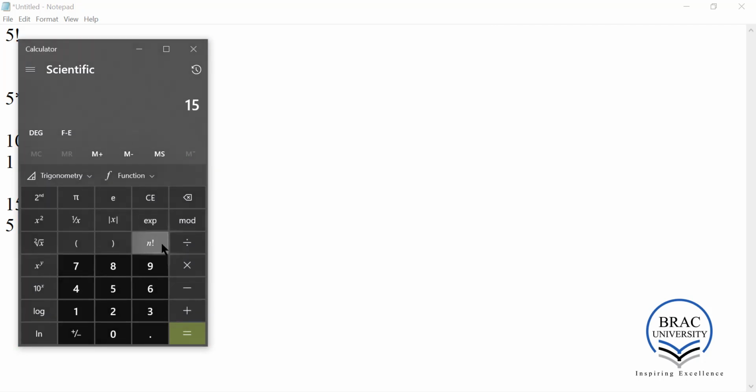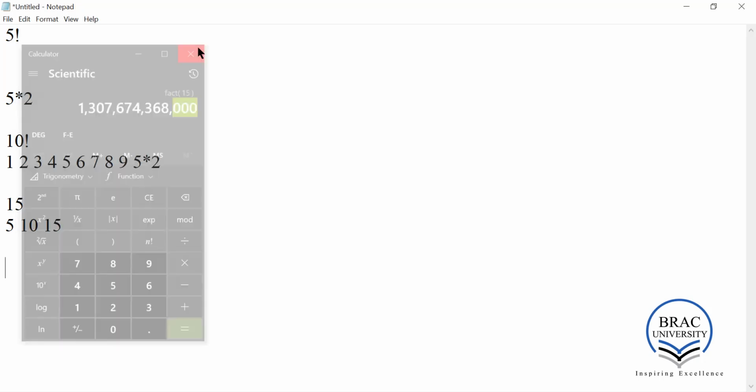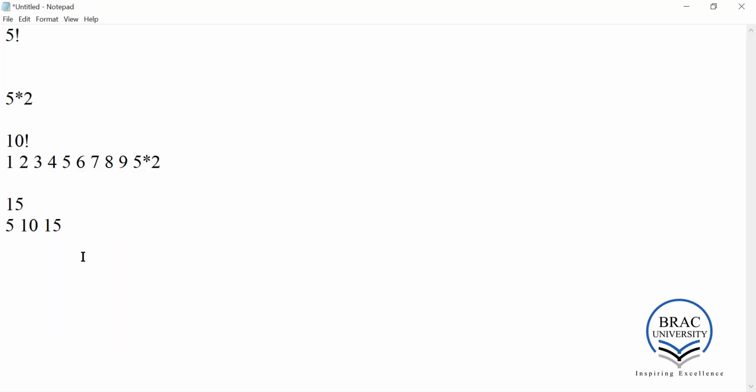15 factorial. See, there are only three trailing zeros. So how can I find how many 5s there are in a number? I can just divide the number by 5, right? If I divide this number by 5, it will give me 3. So I can easily find out that there are three 5s and my answer will be 3.